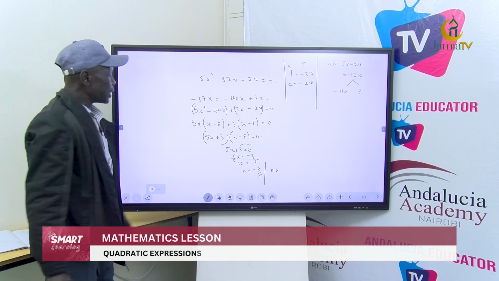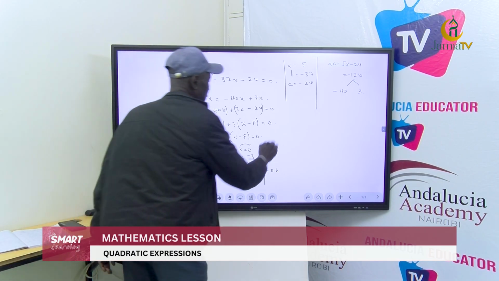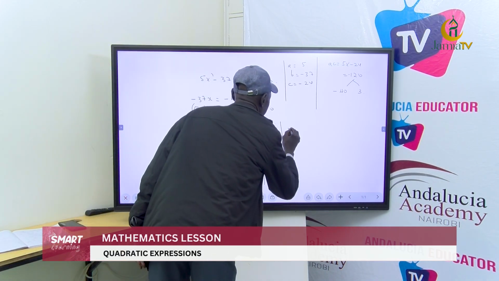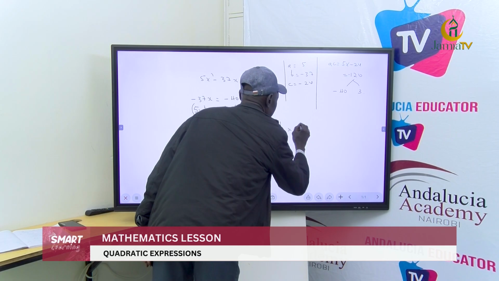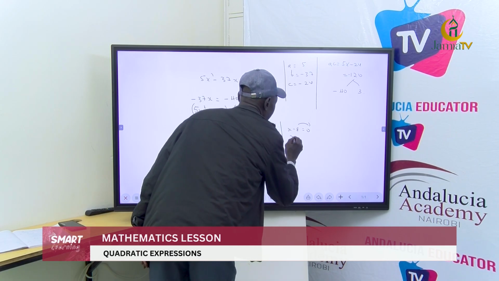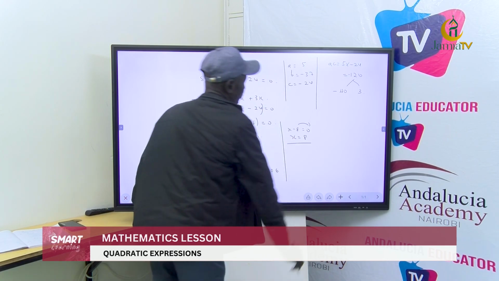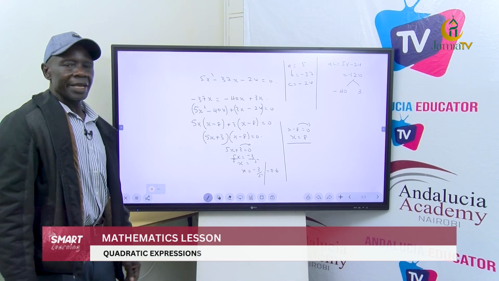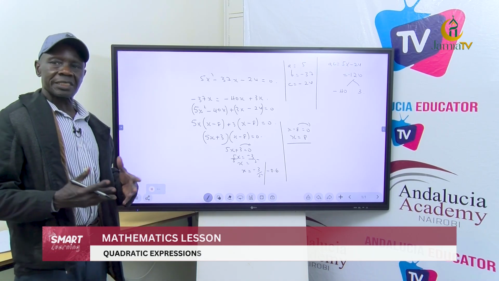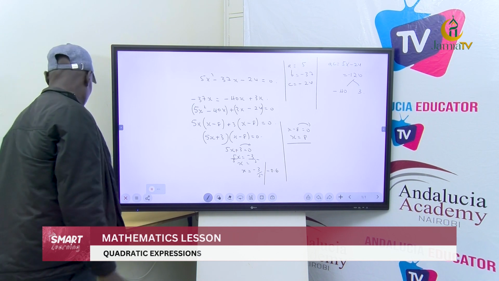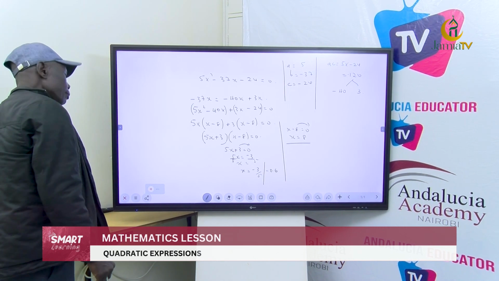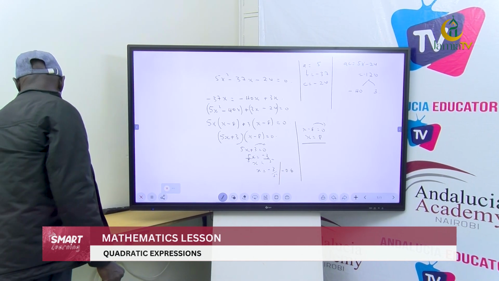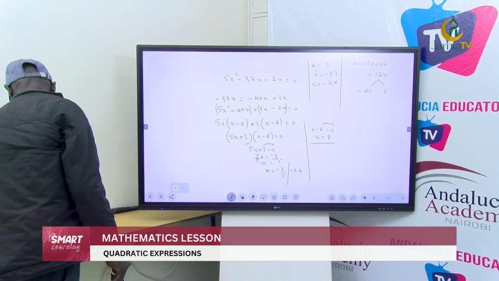Now we have to go to the second one, which says x minus 8 equals 0. Just take 8 to the other side. Our x equals 8. When you take the negative 8 to the other side, it becomes positive. So those are quite simple steps on how to solve quadratic equations by factorizing.